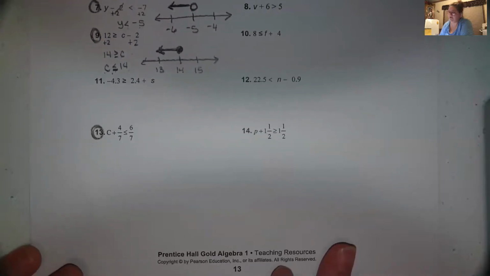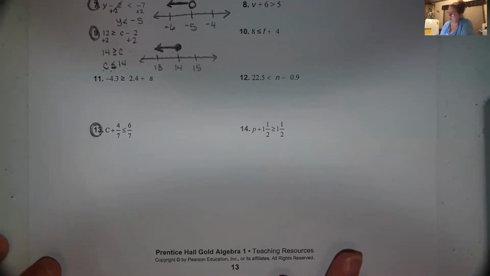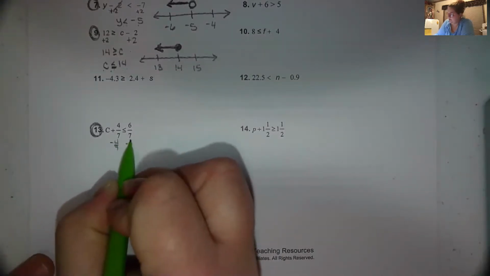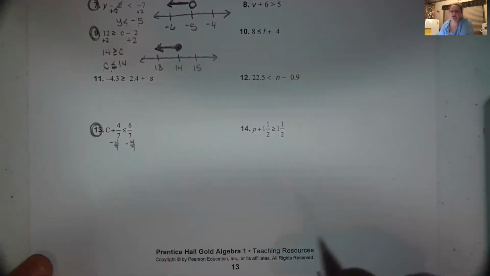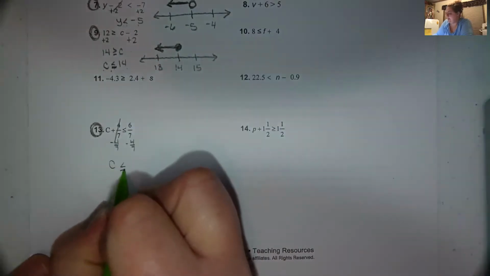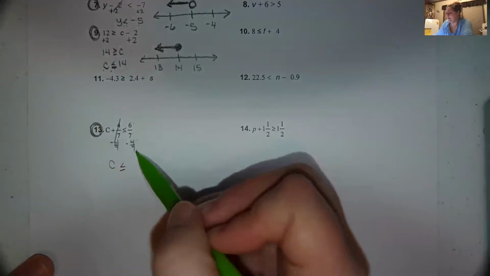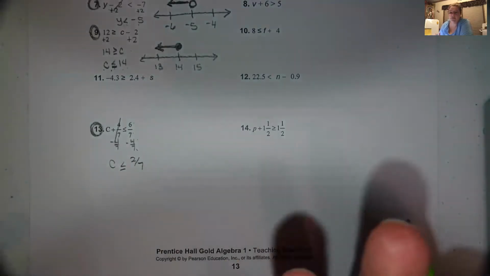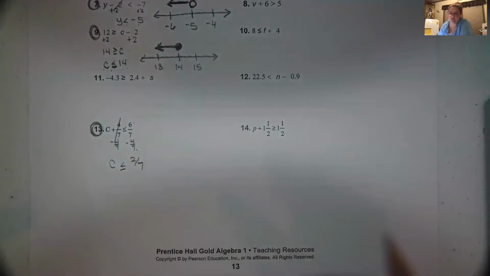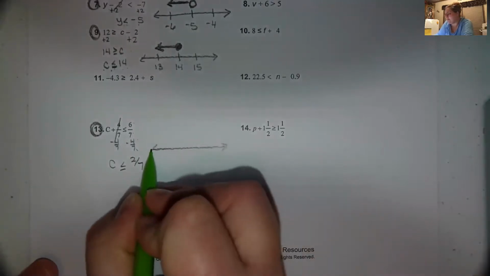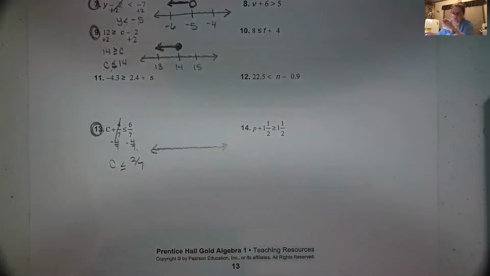Okay, let's try 13 here. Fractions, it's okay. We're still going to get C by itself, so I'm going to subtract that 4/7. Whatever I do to one side, I have to do to the other. Okay, that's gone now. So I have C is less than or equal to, well, what's 6/7 minus 4/7? That's 2/7. Luckily, my denominators were the same, so it's very easy to do. Okay, well, 2/7. Well, what number is 2/7 in between? Well, that's between 0 and 1.